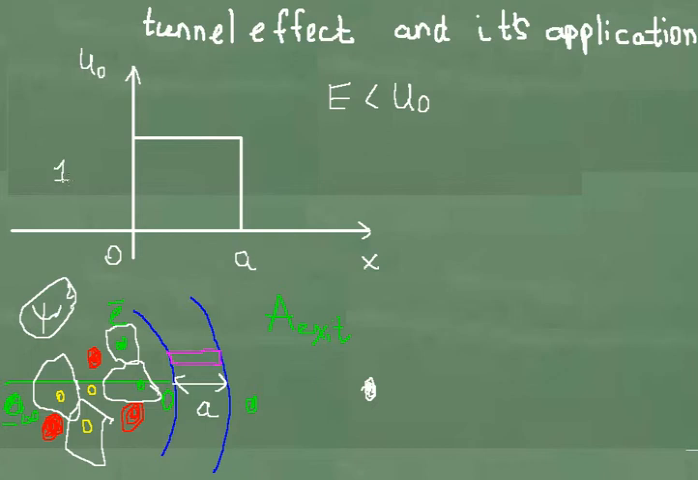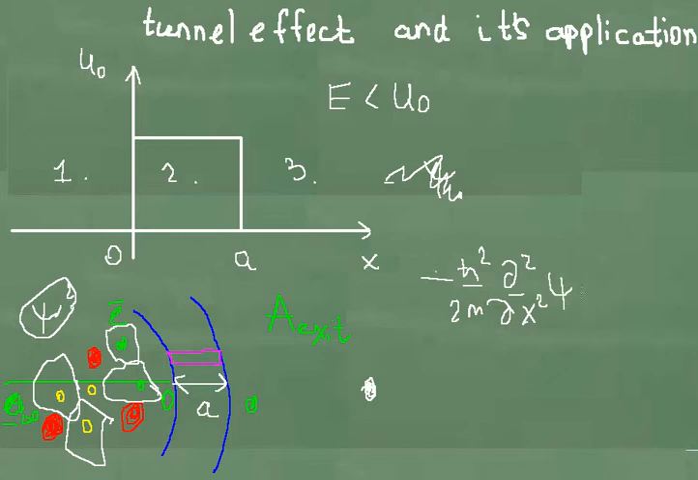Let's write the Schrödinger equation for the three areas: 1, 2, 3 points. We can write it in the following form, for example, minus h quadrat over 2m d2/dx quadrat. It's a one-dimensional case, okay, so we can introduce one wave function in area 1, and it equals the energy spectra times this function.